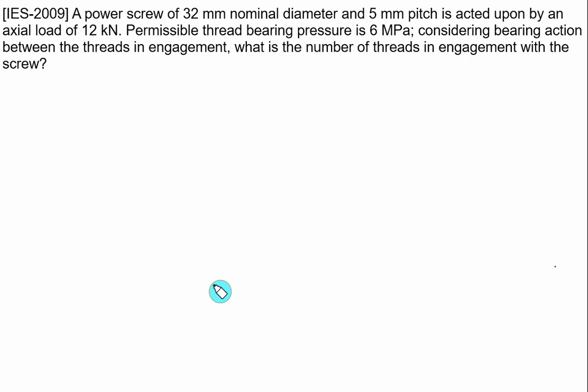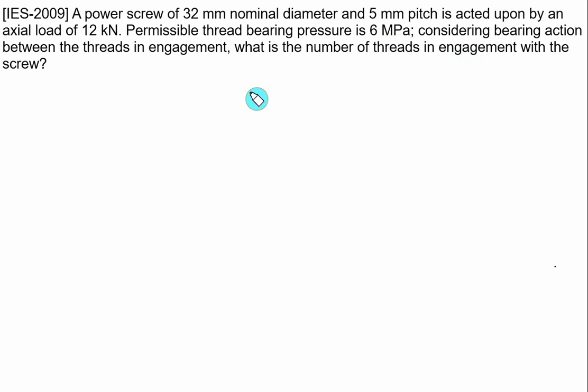So we'll take some basic numericals on the stresses in the case of power screw. We are given here a power screw of 32 mm nominal diameter, 5 mm pitch. The actual load is 12 kilonewton. The permissible thread bearing pressure is equal to 6 megapascal. That is the bearing stress you can take equal to 6 megapascal.